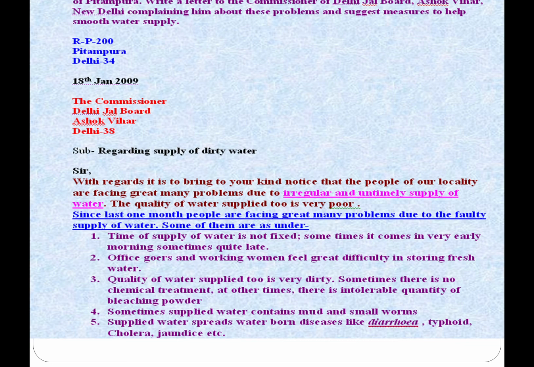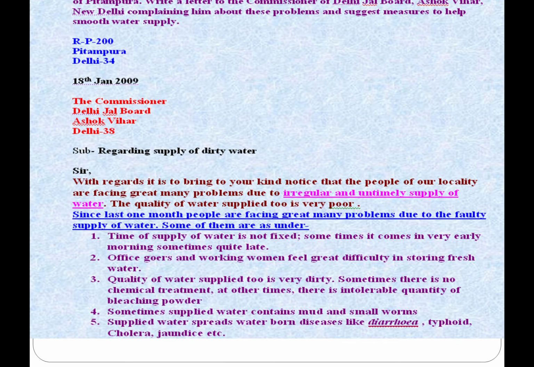RP 200, Pitampura, Delhi 34, 18 January 2009. The Commissioner, Delhi Jal Board, Ashok Vihar, Delhi 38. Subject: regarding supply of dirty water. Sir, with regards, it is to bring to your kind notice that the people of our locality are facing great many problems due to irregular and untimely supply of water.